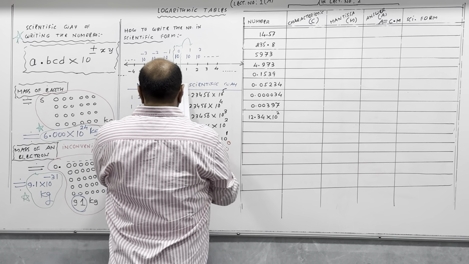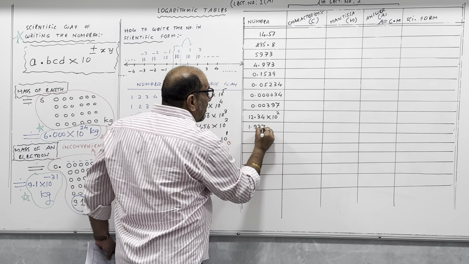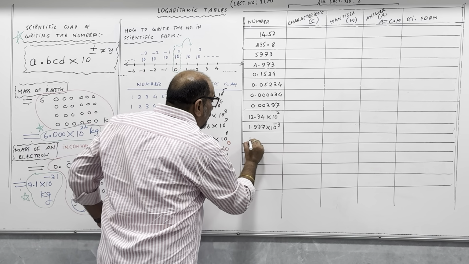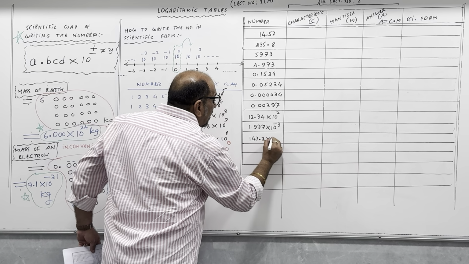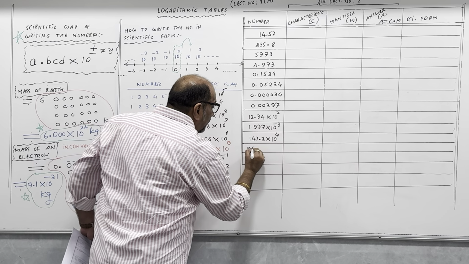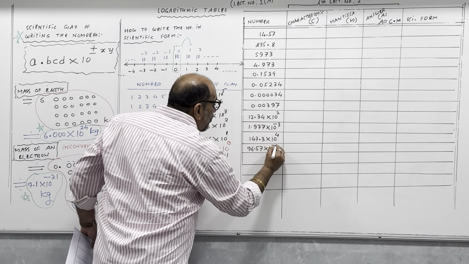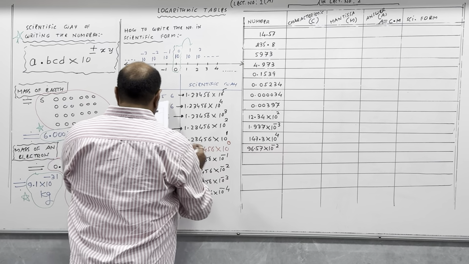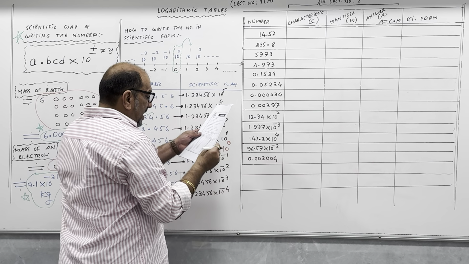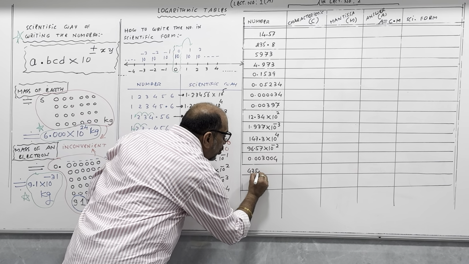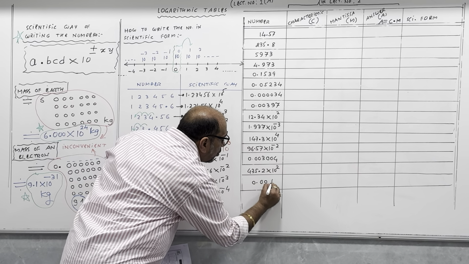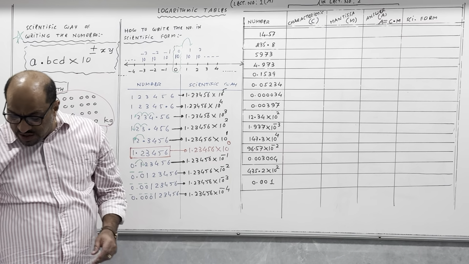The next number is 1.937 into 10 raised to minus 3. The next number is 147.3 into 10 to the power plus 4. The next number is 96.57 into 10 raised to minus 2. The next is 0.003004. The next one is 435.2 into 10 raised to 2. And the final number is 0.001.